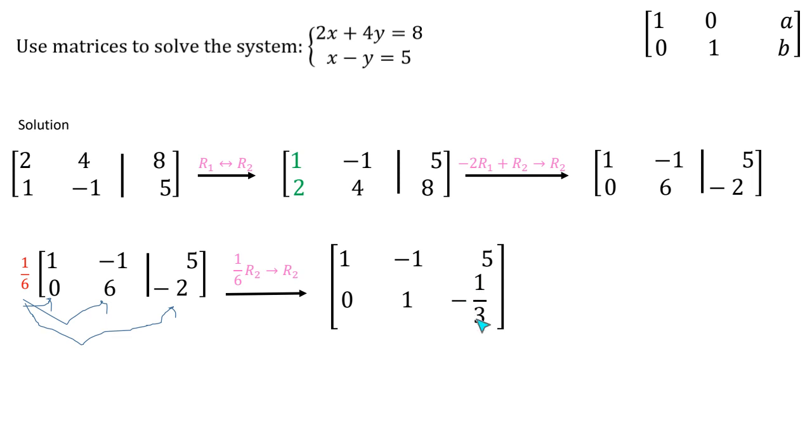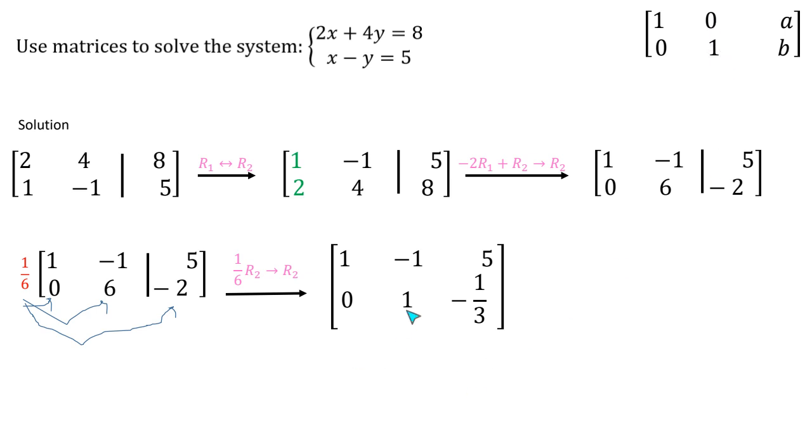Notice that the top row, I did not do anything to it. I just left it as it was since I was trying to change the second row. And so now our goal is getting closer and closer. I have my 1, I have my 0, I have a 1. So now I'm going to use the 1 to make it a 0.